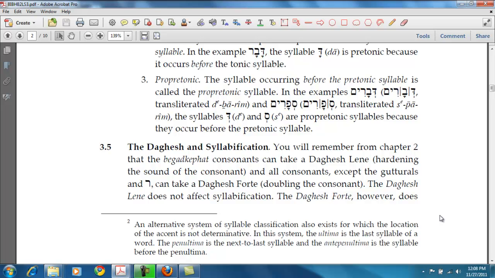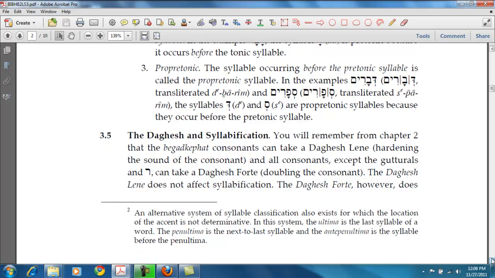Now, you remember in chapter 2 that the Begadkefet consonants can take what they call a Dagesh lene. It's a hardening sound of the consonant: the bet, the gimel, the dalet, the kaf, the pe, and the tav. All consonants except for gutturals and resh can take a Dagesh forte. The Dagesh lene does not affect syllabification. However, the Dagesh forte does. Remember, that's the doubling Dagesh. That's the one that doubles the letter. So it's going to create another syllable.